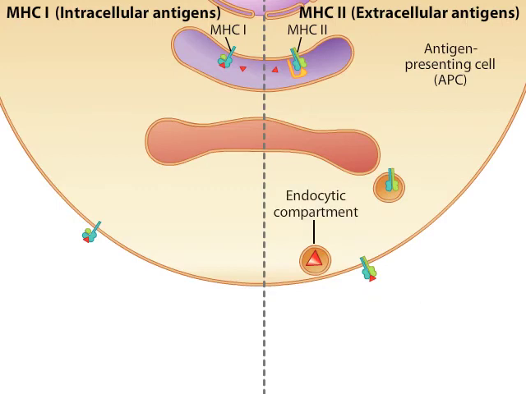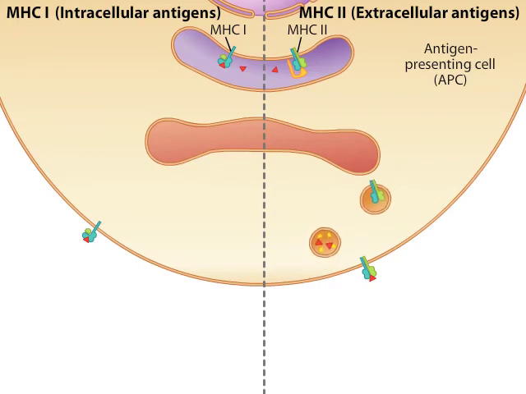The endocytic compartment contains enzymes that begin to break down the exogenous antigen, producing peptide antigens. The fusion of the two compartments allows the peptide antigens to be attached to MHC2 molecules. The MHC2 protein, with its peptide, is carried to the cell surface.